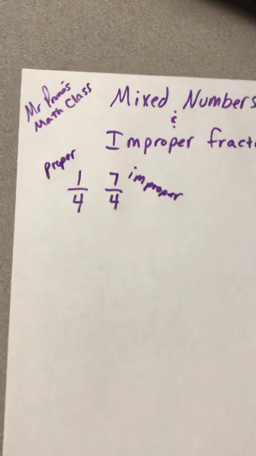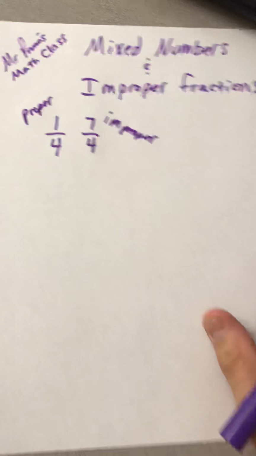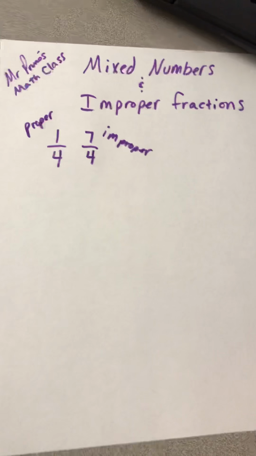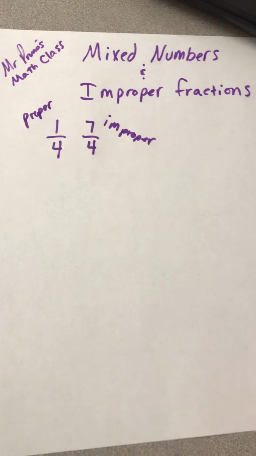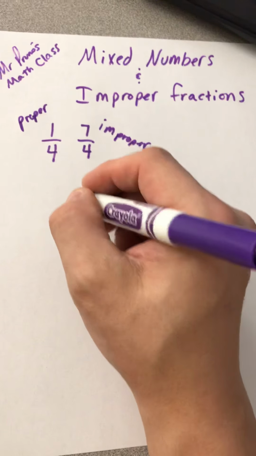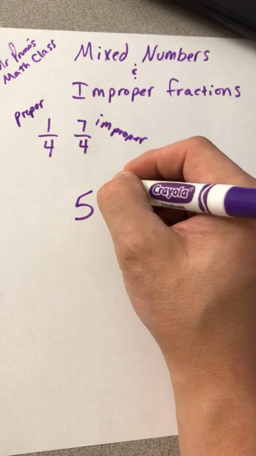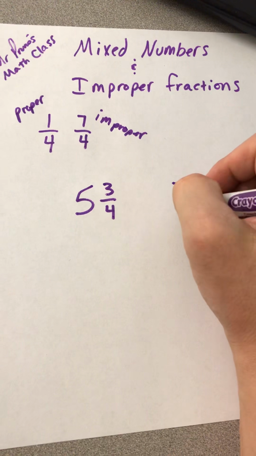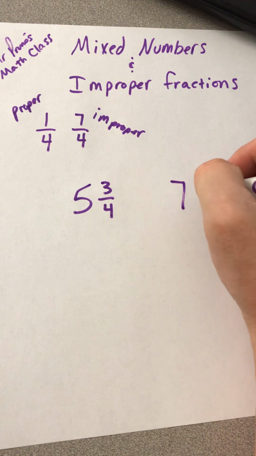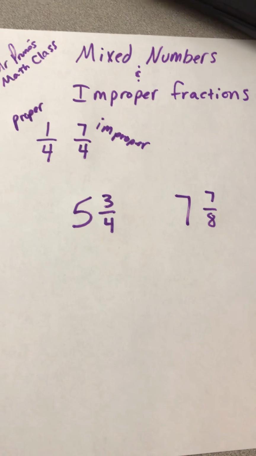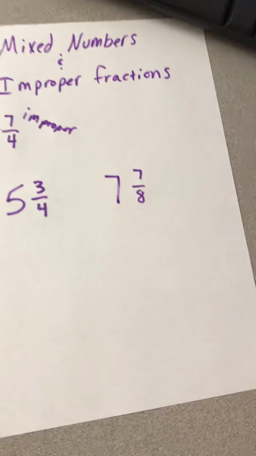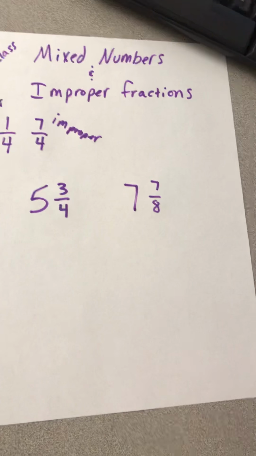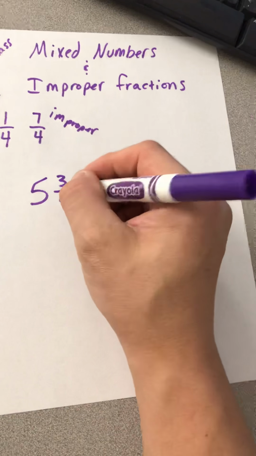So what do you do with these? Well, let me show you. A mixed number is a mix of whole numbers with an actual fraction. So a mixed number would look something like this: 5 wholes and 3/4. Or 7 wholes and 7/8. And a lot of times in our lessons, they ask you to convert these to improper fractions.